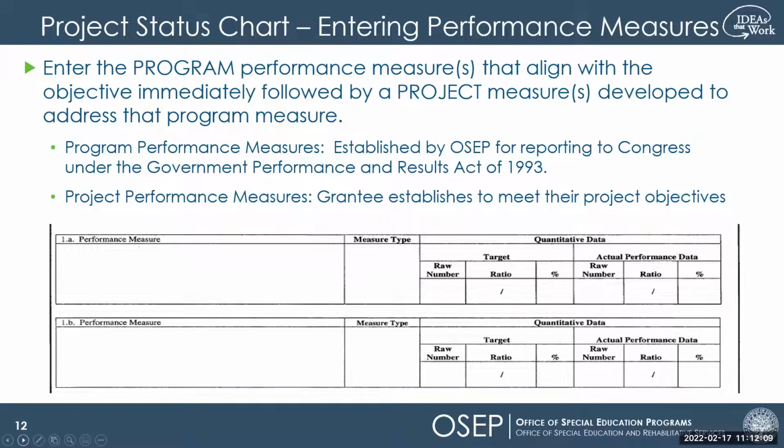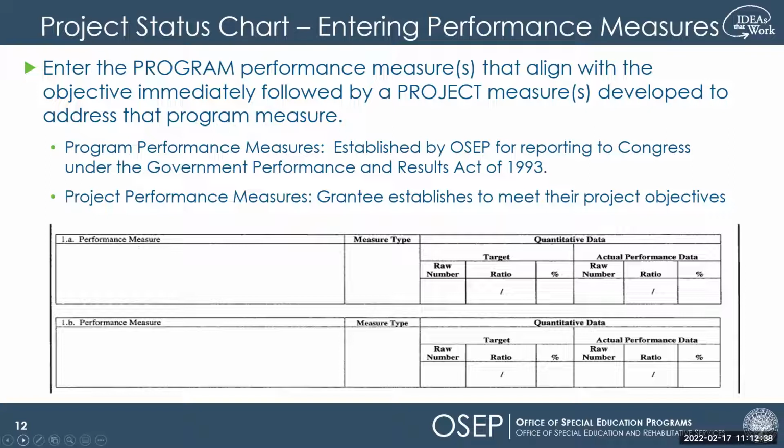Entering performance measures. Performance measures were established by OSEP for reporting to Congress under the Government Performance and Results Act of 1993. Project performance measures are established by grantees to meet the objectives of their individual projects. In the project status chart, for each objective, you will be reporting the PDP program and your project performance measures.